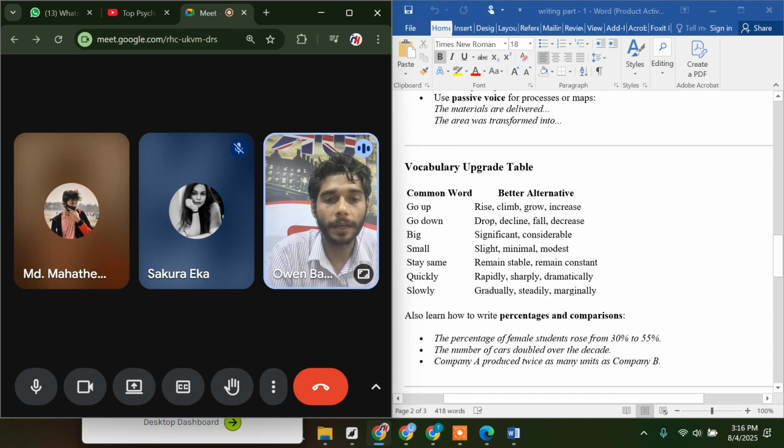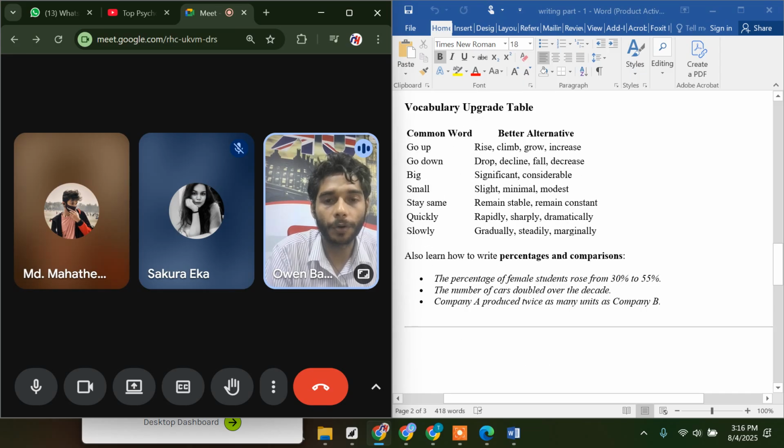So, vocabulary upgrade table, common words and better alternatives. Instead of saying go up, we can say rise, climb, grow, increase. Instead of saying go down, we can use drop, decline, fall, decrease. Instead of saying big, we can use significant, considerable. Instead of saying small, we can say slight, minimal, modest. Stay the same would be remain stable, remain constant.